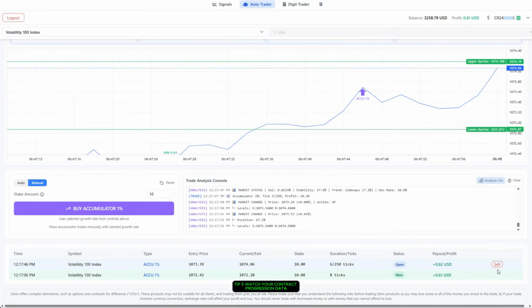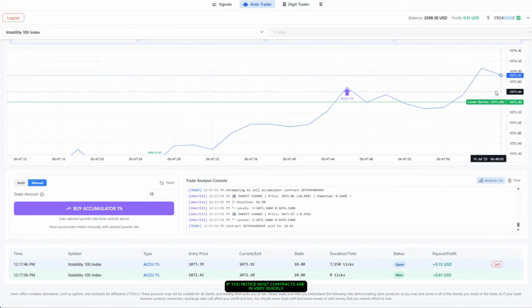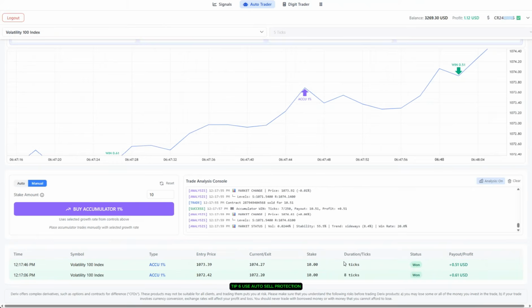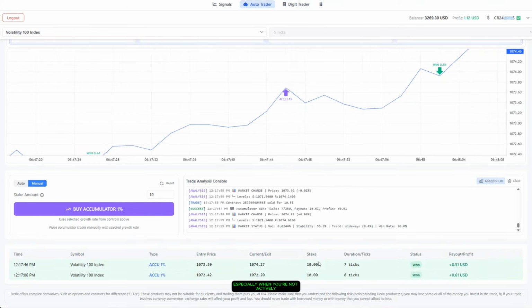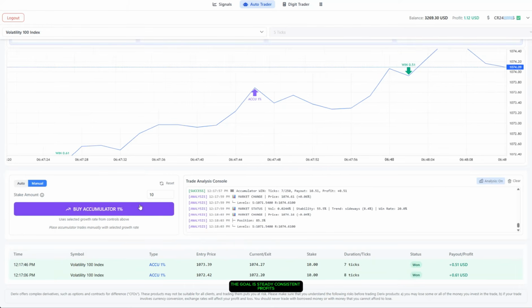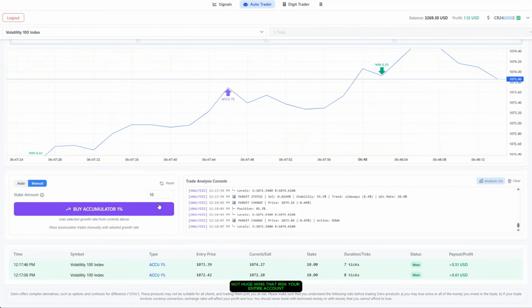Tip 5. Watch your contract progression data. If you notice most contracts are ending very quickly, consider switching to a lower growth rate. Tip 6. Use auto sell protection, especially when you're not actively monitoring your trades. Remember, the goal is steady, consistent profits, not huge wins that risk your entire account.